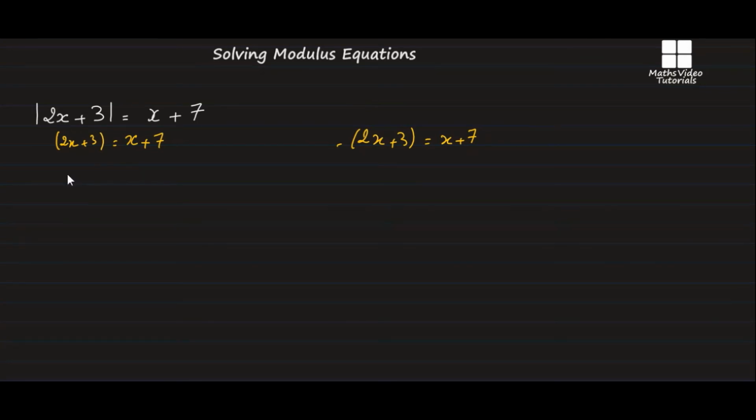So let's do the first one. Removing the bracket, 2x plus 3 equals x plus 7. Solving this quickly, x equals 4, and that is the first answer.